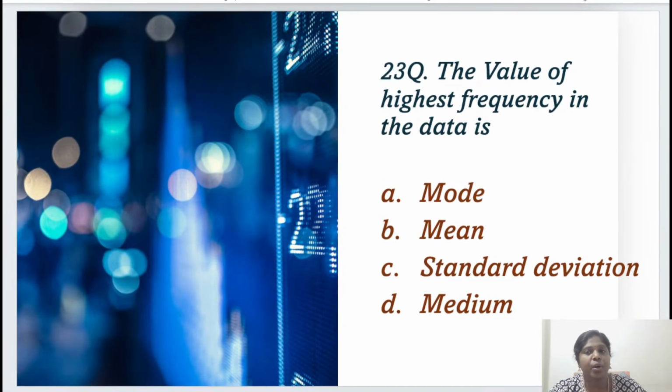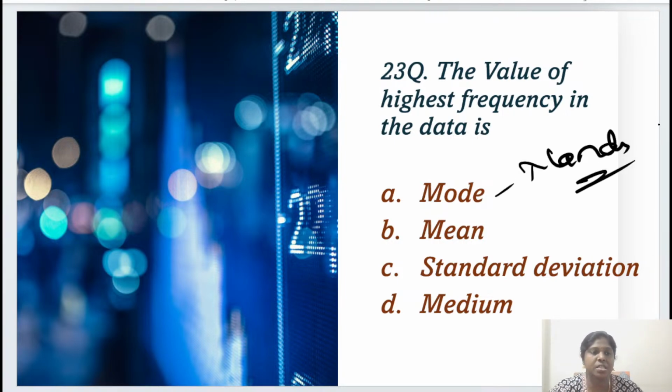Next question. The value of highest frequency in the data is: mode, mean, standard deviation, or median? Excuse me, so the value of highest frequency in the data is what? Mode, median, anything you can answer. 23A, 23B, let it be anything, I will correct you. Okay, Nandu is saying 23A, mode.